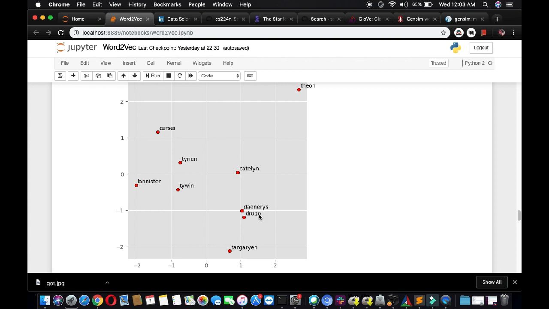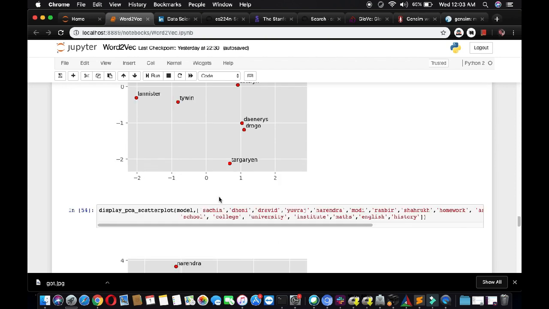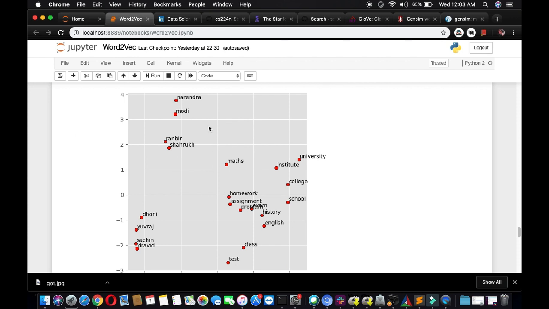If you can see, all the Lannisters like Cersei, Tyrion, Tywin, are grouped together. Daenerys and Drogo, though they belong to different clans, are still together because they were husband and wife. And Catelyn Stark is there. They are separated from Lannisters. They are separated from Daenerys and Drogo. And then Theon is there. They are separated from all of them. Makes sense, right?